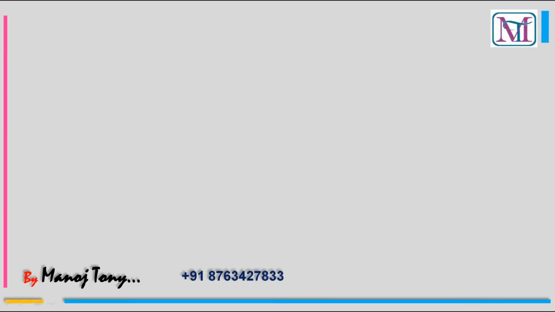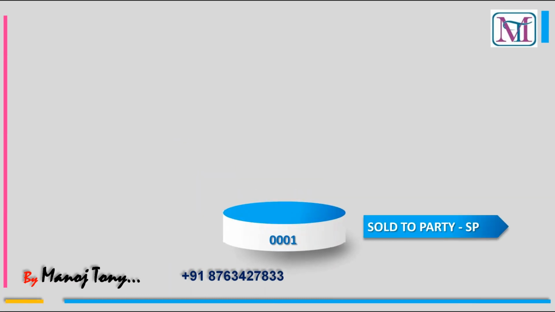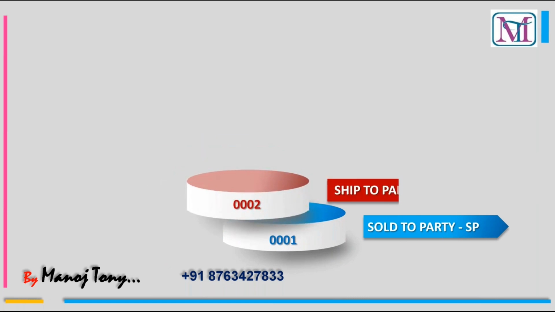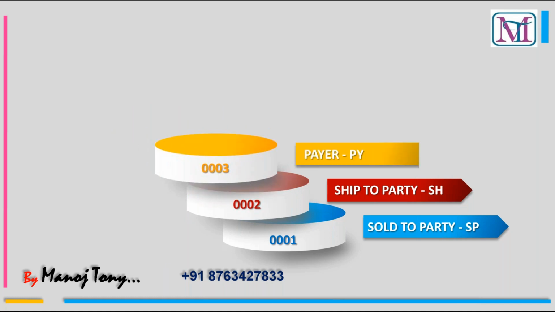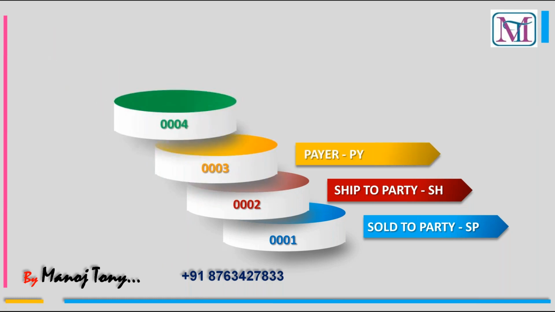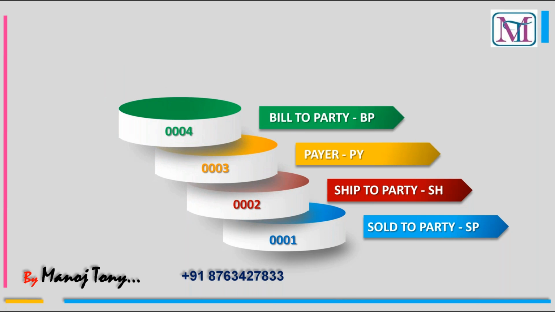Then in standard, what are the account groups we know? First, 0001 is for sold to party. 0002 is for shipped to party. 0003 is payer. 0004 is for bill to party.